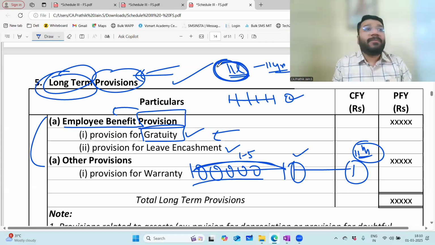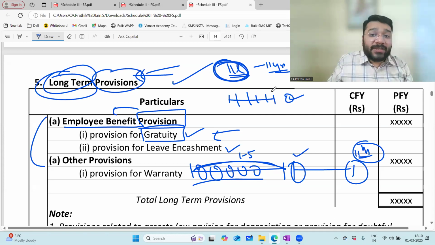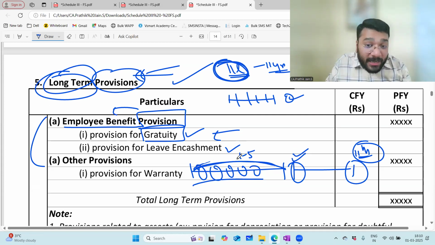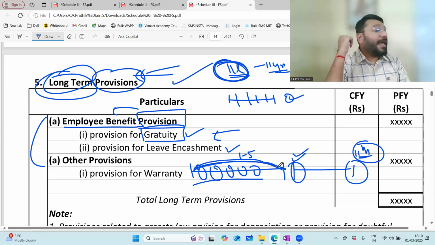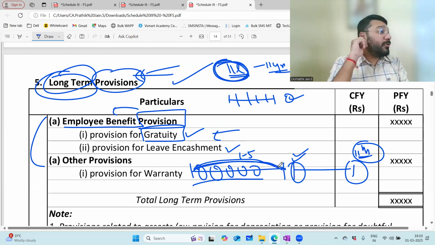Prudence concept says what? Record for anticipated losses now. So 6th year onwards, you'll start recording. But matching principle says what? It is more aggressive. It says you record it from here itself. Now the question that arises is, how will I calculate this amount?